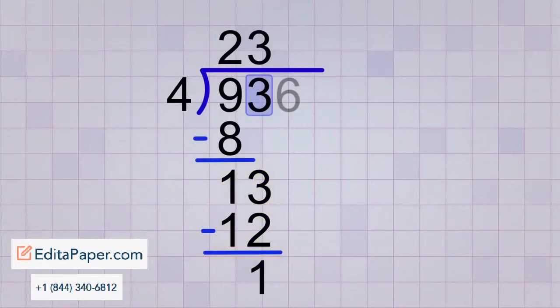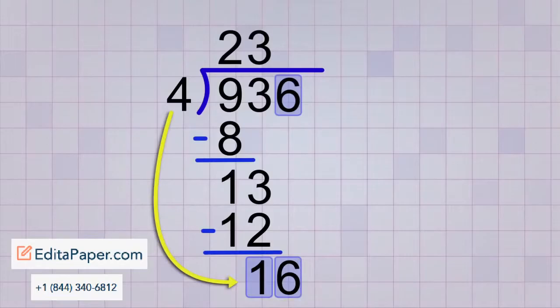Alright, now that we have a new remainder, it's time for our next division step. Let's stop ignoring the last digit in the dividend, the 6, and bring down a copy of it to team up with our new remainder. Together, they form a remainder of 16. That's good because it's going to be easy to divide 4 into 16, because 16 is a multiple of 4. It takes exactly 4 4s to make 16.